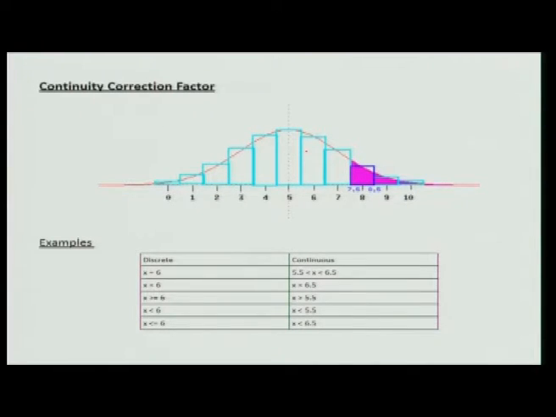Then, as I said, x greater than 6 would be x greater than 6.5, and if x is greater than or equal to 6, then you are including 6, so you will have to go a little further down, right. That means you will have to start from 5.5. If it is x greater than or equal to 6, then you will begin from 5.5. So, x would be greater than 5.5.